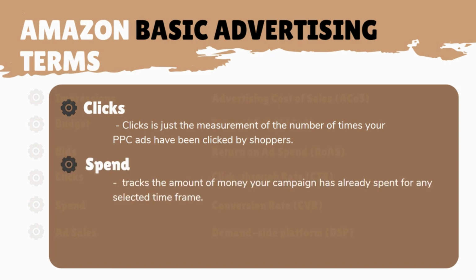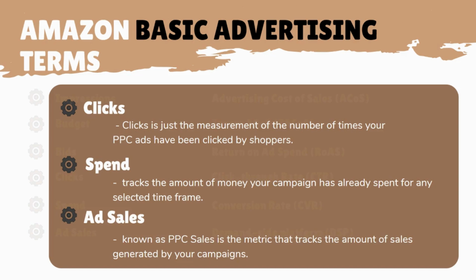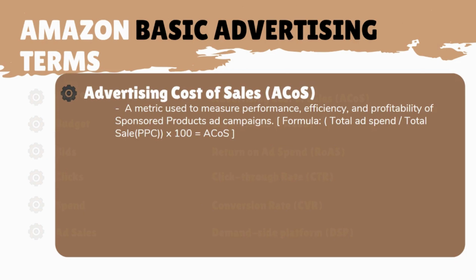Next is spend. It tracks the amount of money your campaign has already spent for any selected time frame. Next is ad sales, also known as the PPC sales. It is the metric that tracks the amount of sales generated by your campaigns. Then advertising cost of sales or the ACoS. It is a metric used to measure performance, efficiency, and profitability of sponsored products ad campaigns. The formula of ACoS is the total ad spend over the total sales from PPC, times 100. That will be our ACoS.